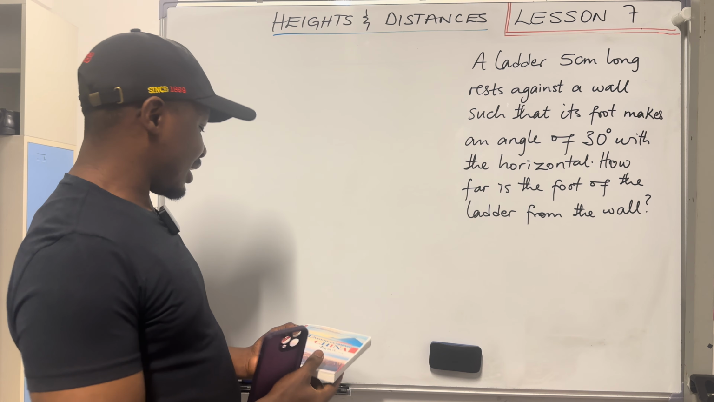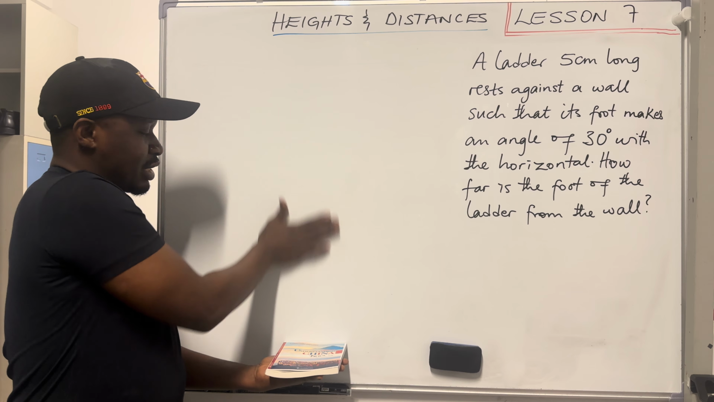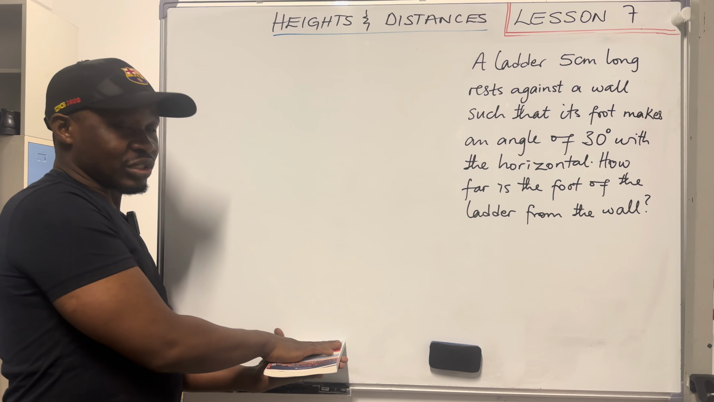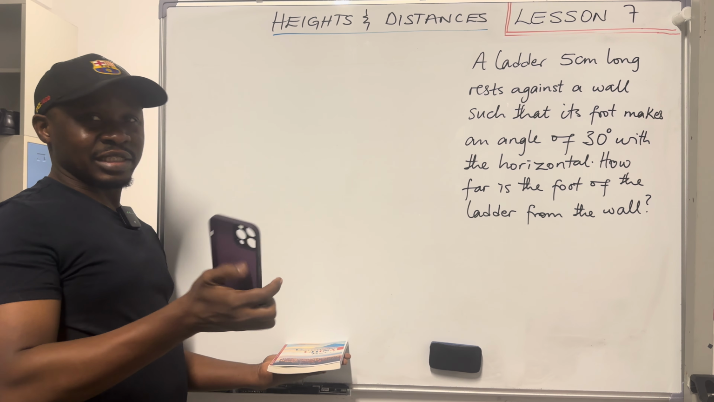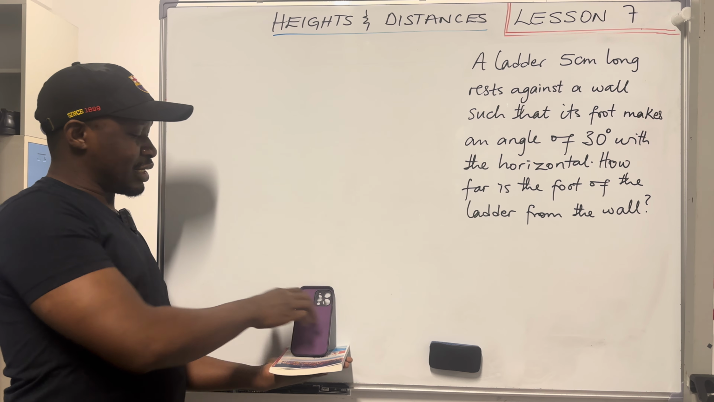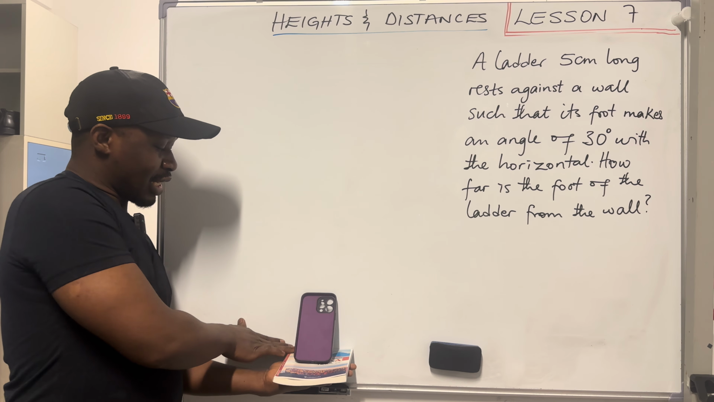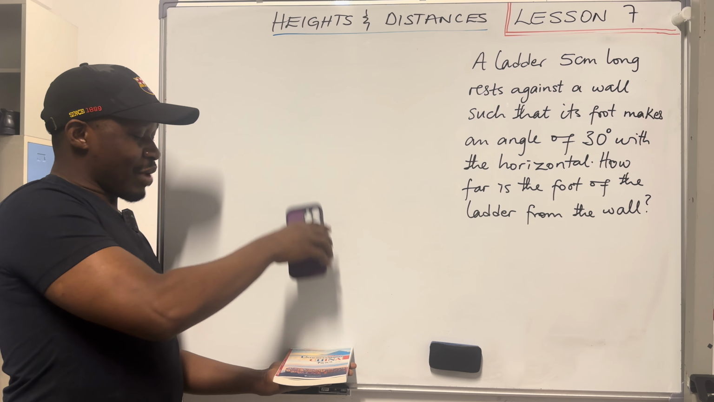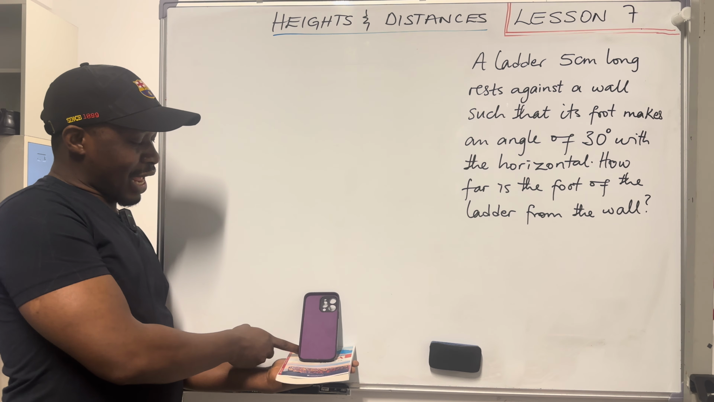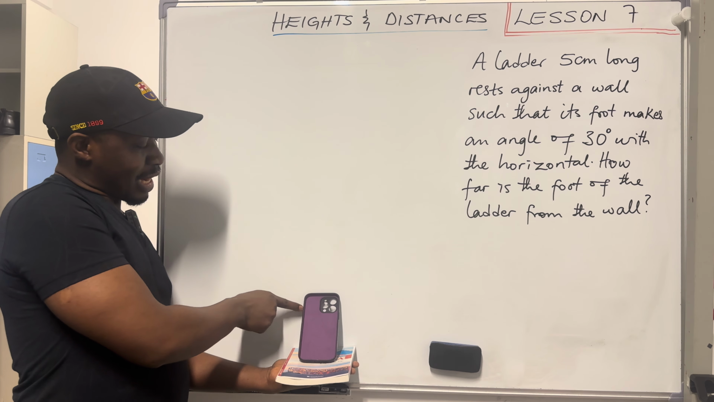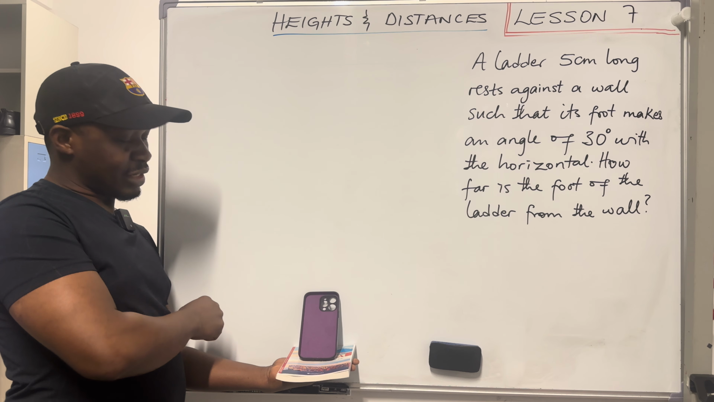Now let us assume that here is the wall, and here is the horizontal ground, and here is the ladder. So you can see it leans. We have the wall, we have the horizontal ground, and we have the ladder. When the ladder leans, it makes two angles. It makes an angle with the horizontal, and it makes an angle with the vertical, or with the wall. All right, so we need to understand this.